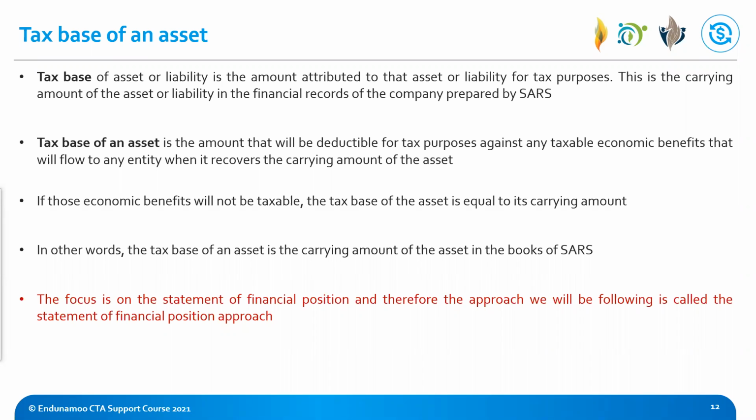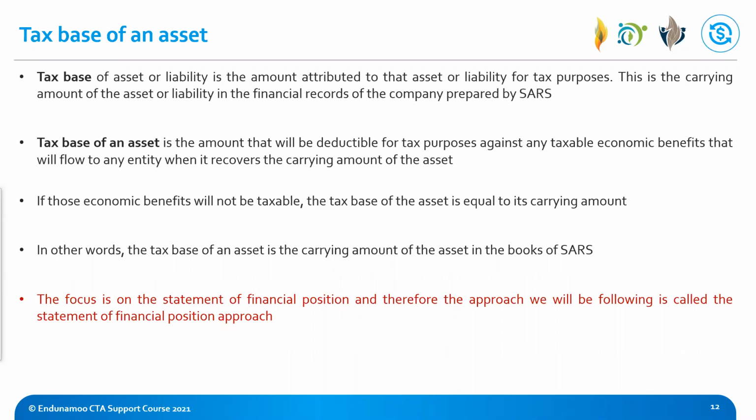So the tax base of an asset is equal to what? To its carrying amount. When does that apply? It applies if the future economic benefits will not be taxed. So there is no need to worry about an amount going to be taxed. So if we are not worried about an amount going to be taxed, there should not be a deduction as well. And what should then be the tax base? The tax base will then be equal to the carrying amount. So it's just to make sure that nothing gets taxed.